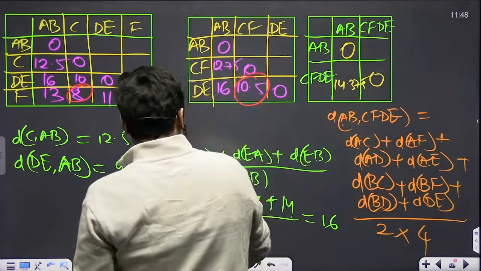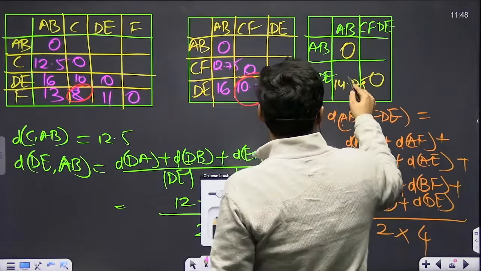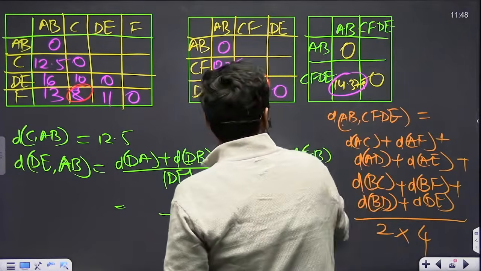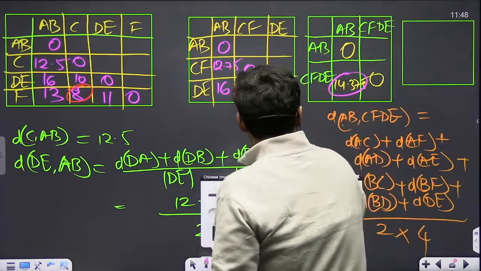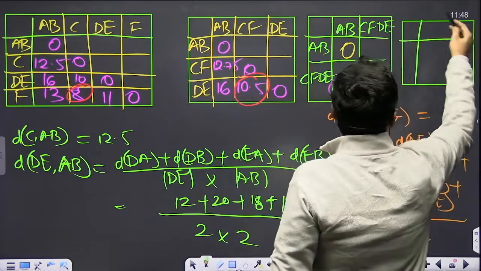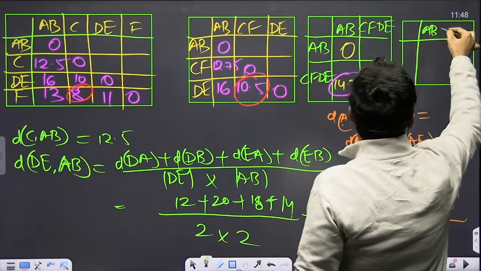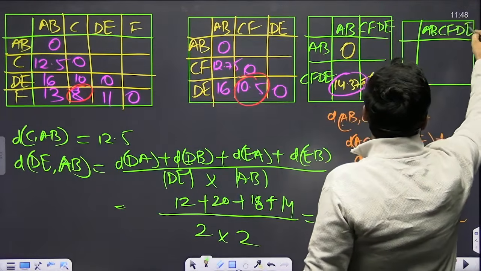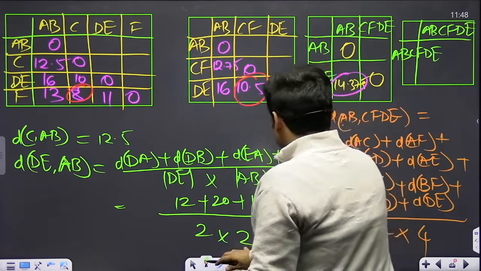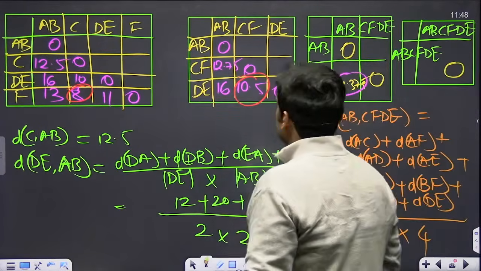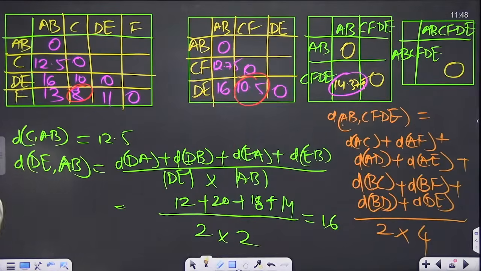But now I have to club this. Now I would be clubbing based on this cost. So in the end I'll be clubbing A, B, C, F, D, E, and the cost would be 0. So here I would be terminating the process.